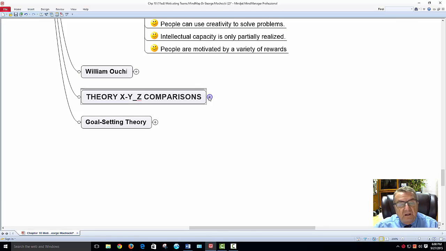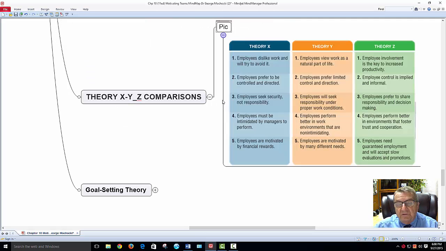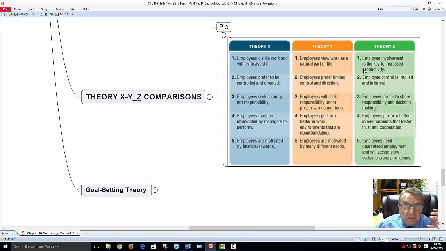Okay, theories of X, Y, and Z. And again, here's the pics on there. Here's X, here's Y, and here's Z. Employees perform better in environments that foster trust and cooperation. Employees need guarantee for employment, will accept slow evaluations and promotions. Employees' involvement is key.